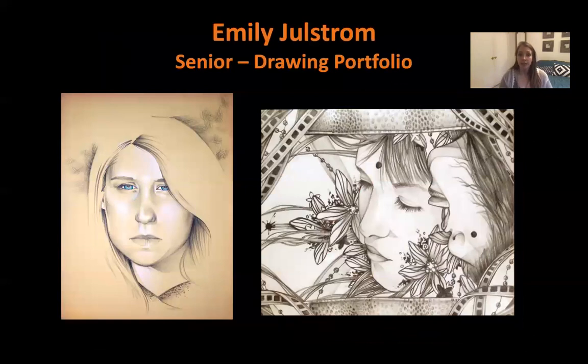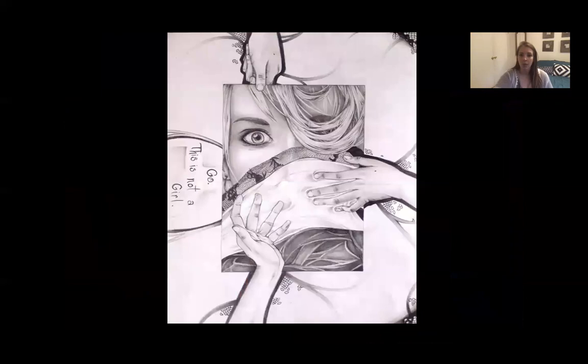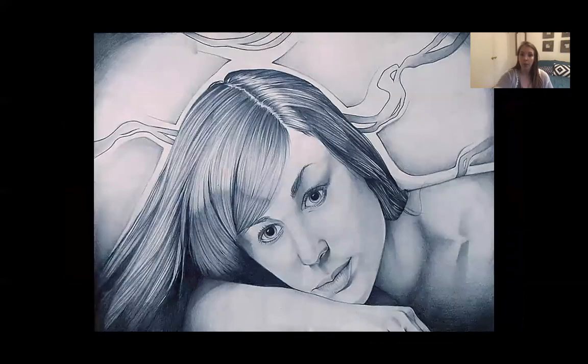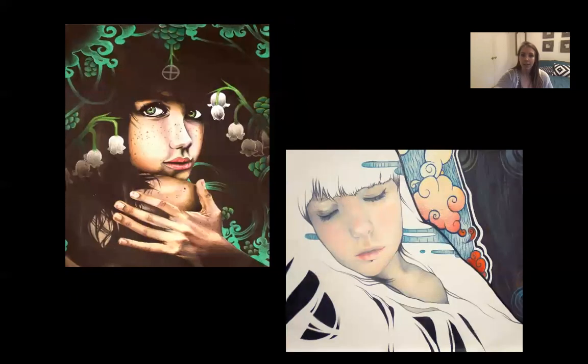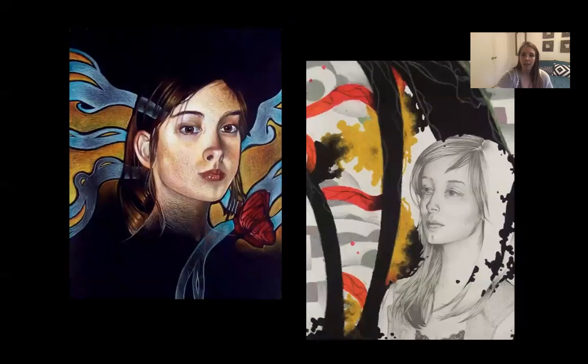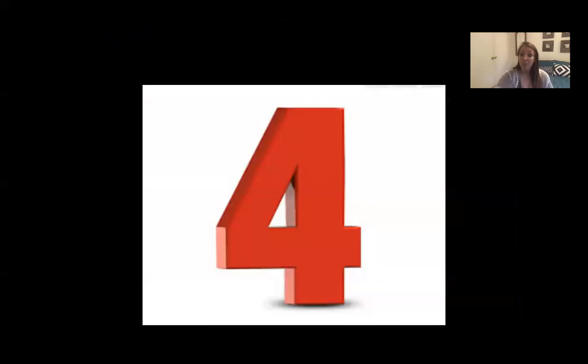All right, this is a drawing portfolio by a senior. There's piece 1, 2, and 3, 4, 5, and 6, 7, and 8, 9, and 10, 11, and 12. What score do you think this one got? It got a 4. So this one, you can see a lot of growth.